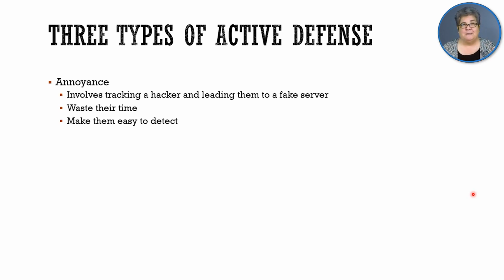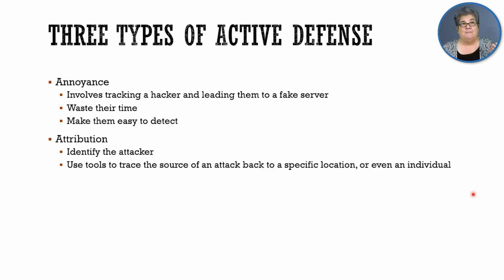Now, there are three types of active defense. You need to know these. One is annoyance. We're just going to annoy the attacker. We'll waste their time. We'll make them spend time on a honeypot or lead them down a false trail. Make it easy for them to be spotted, easy for us to detect them. Another one is attribution. We're going to identify who you are. We're going to trace you back to your source or your location or even you, the individual.